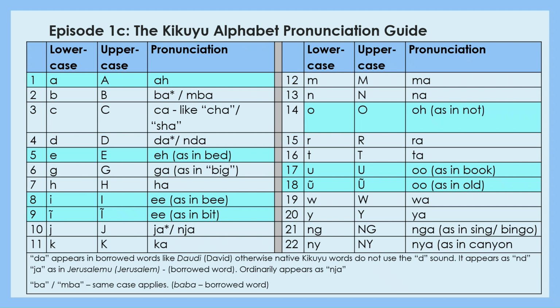The next vowel is O, as in old. Again, the tilde here signals the difference in pronunciation. And this is the second of Kikuyu's two unique vowels. Again, you need to notice the difference between U and O. So the tilde is the one that signals now that you need to change the pronunciation from U to O.